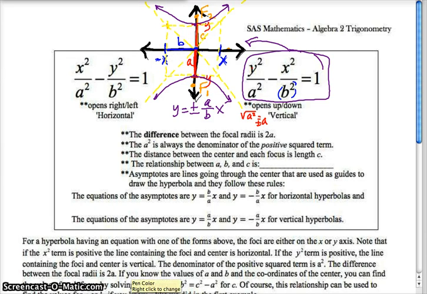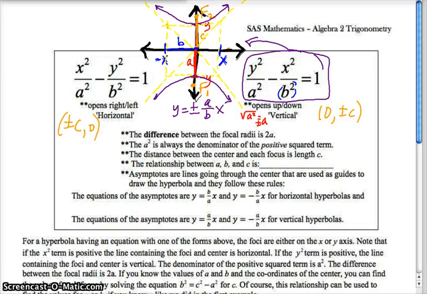Now, what is the length of c? Well, c is from the center up to a foci. And remember, the foci are then going to be on the y-axis up here. So the foci are going to be 0, plus or minus c. On this one, it would be plus or minus c, comma, 0.